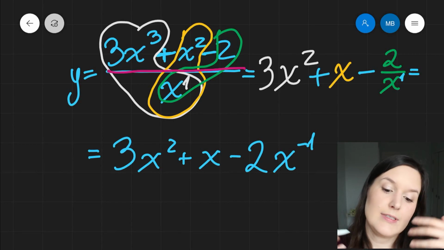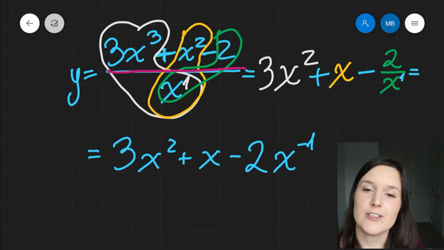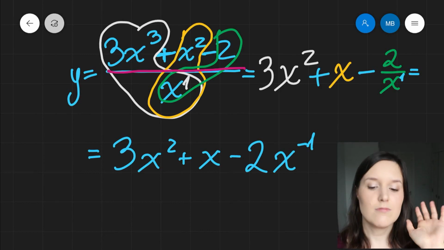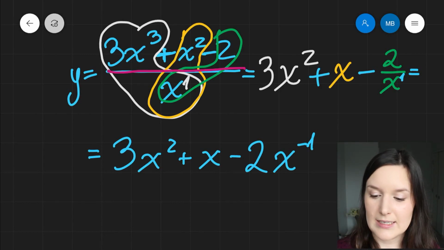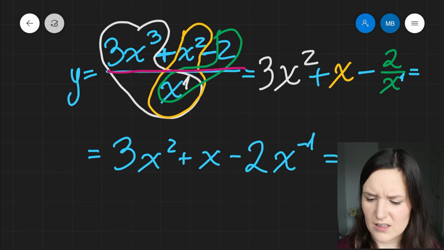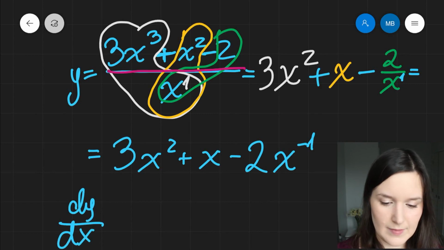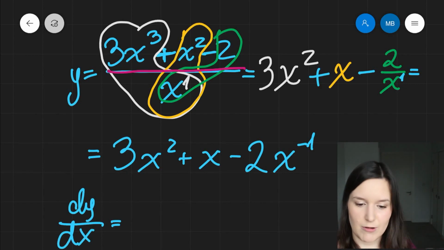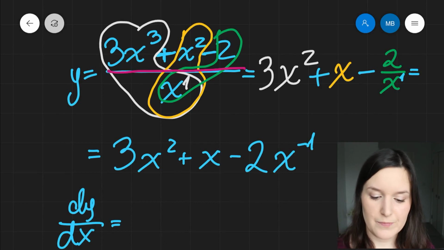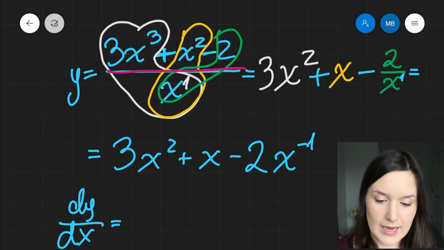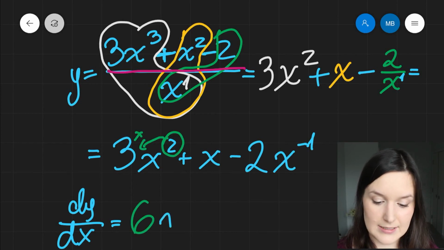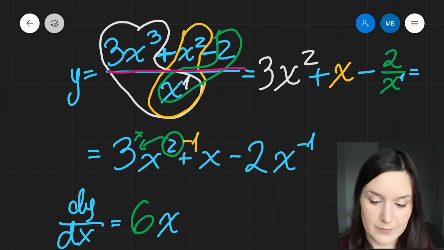And now, since I have only addition and subtraction and powers, I'm safe. Now I can use the power rule. dy dx. And let's go. The last example. Now we can simply use the power rule. I have 3 x to the power of 2. So the power goes to the front. 3 times 2 is 6. X. Subtract 1 from the power. 2 minus 1 is 1.